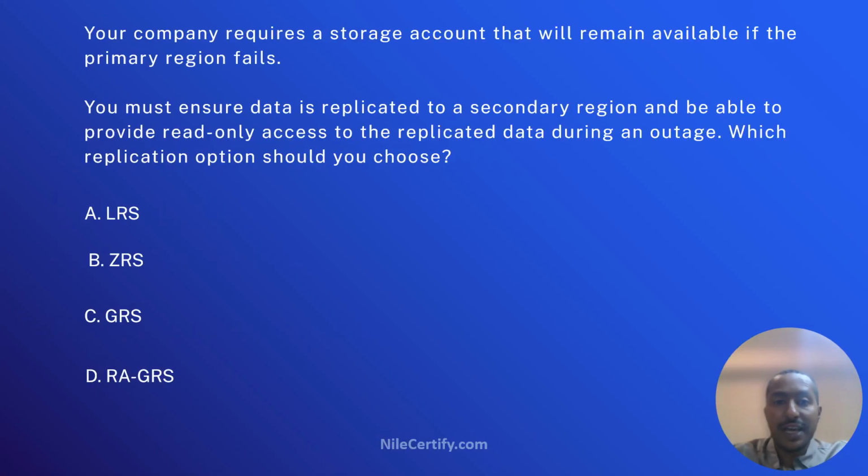The first question says, your company requires a storage account that will remain available if the primary region fails. You must ensure that data is replicated to a secondary region and be able to provide read-only access to the replicated data during an outage. Which replication option should you choose? A. LRS, B. ZRS, C. GRS, D. RA-GRS.